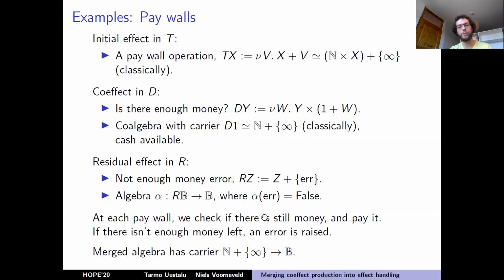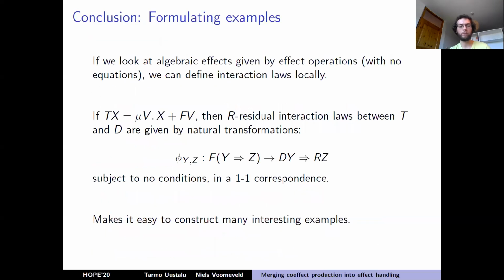And so in the interaction at each paywall, the program will check if there's enough money, if the environment is willing to pay, and the environment will then pay it. And if there isn't enough money left, an error is raised. And so we can capture this whole picture using a single merged algebra, which has as carrier this. So it just says, if this much is paid, then it's good. If you have this much money, then it's good. It's just specifying which amounts of money are necessary for the program to give the right result.